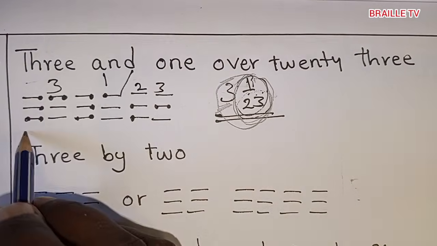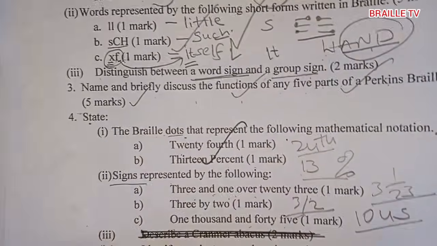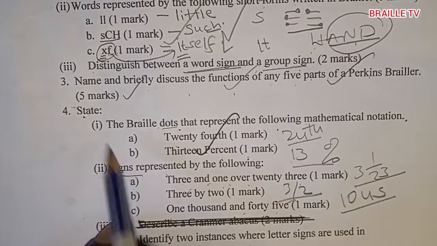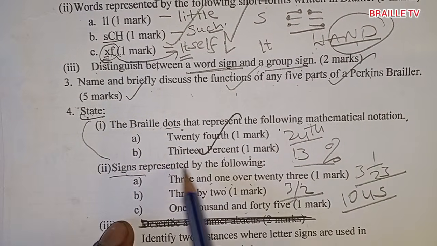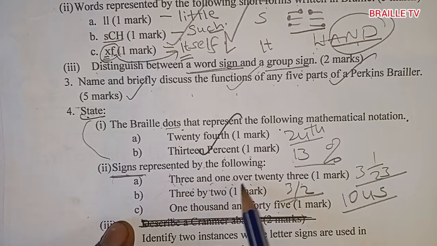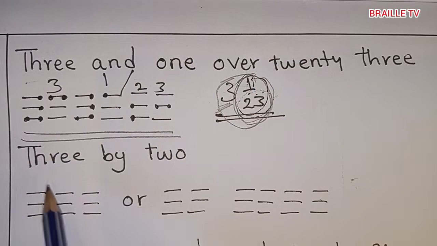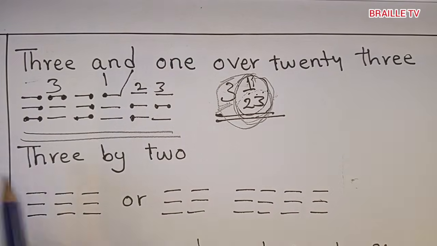Because we are not told to state the dots, we are just told to do what? Hatukuambiwa to state the dots. Question ilituambia signs, to state the signs represented by the following. To state the sign 3 and 1 over 23. Ndio hii hapa. So this is what you're supposed to do. Now let us come to the next question, that is B. 3 by 2. 3 by 2 ni hivi.